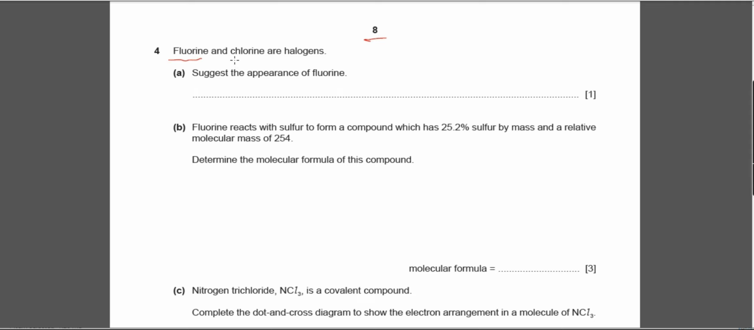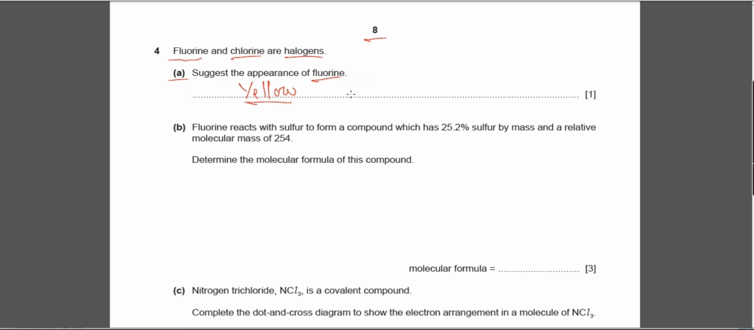This is about fluorine and chlorine, which are halogens. Then he says, suggest the appearance of fluorine. So again, here is a hint for you. Take out your exam notes. If you already know, that's very well. If not, write down the colors. The color of fluorine, you can write yellowish, pale yellow or just yellow. All three are correct, but please write only one. Try not to write multiples.